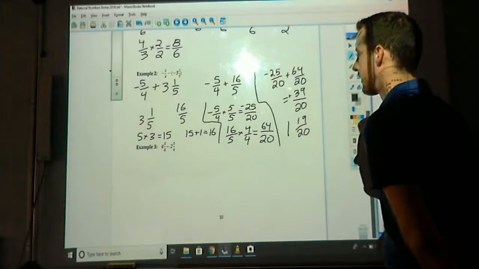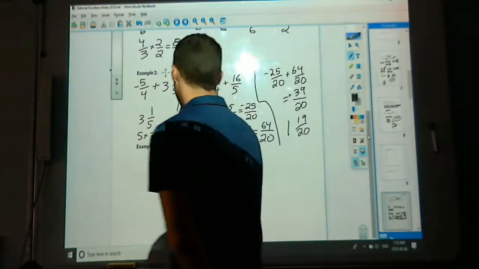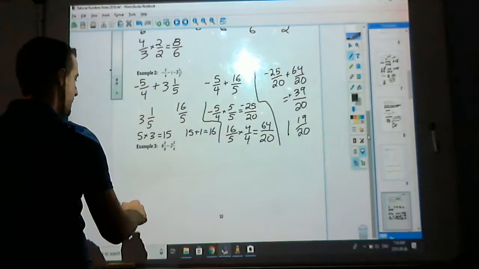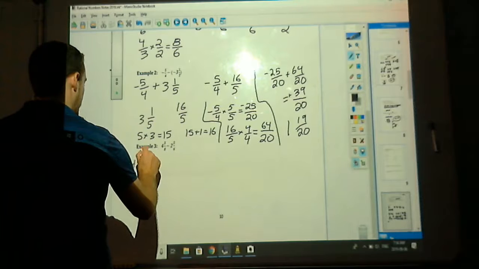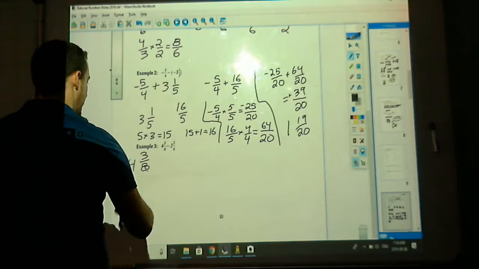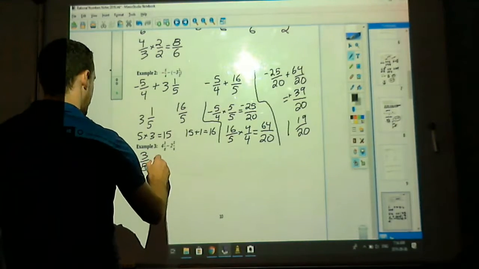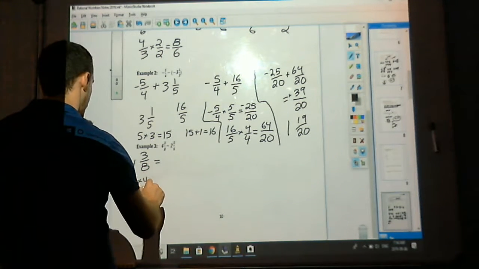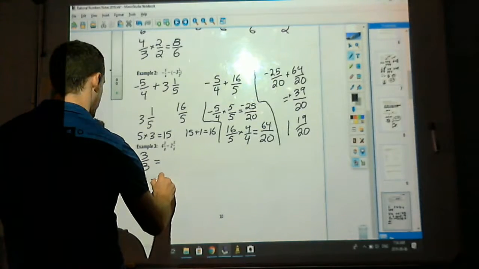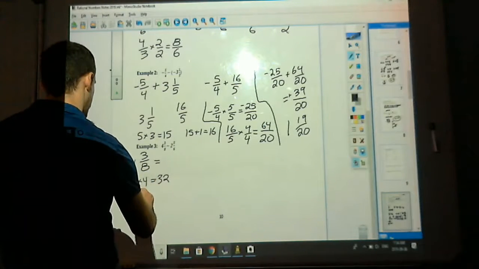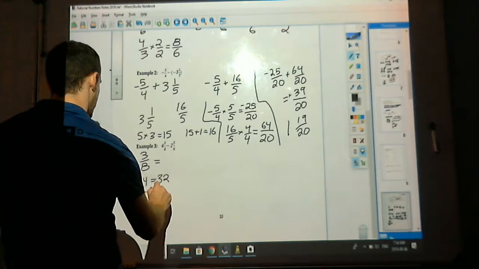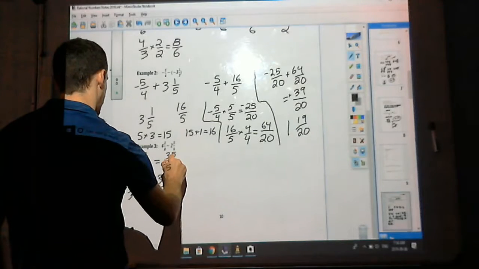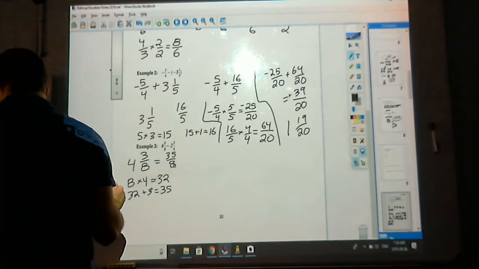All right, let's do another example here. Example 3. So now we've got two mixed numbers and we're just subtracting ones. So again, the biggest step here is taking your mixed fractions and changing them to an improper fraction, okay? So here we go, 8 times 4, okay, so 32. 32 plus 3 equals 35 eighths, and then we're off to a good start.